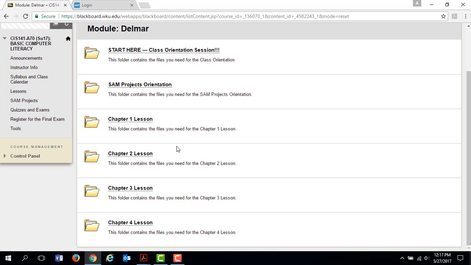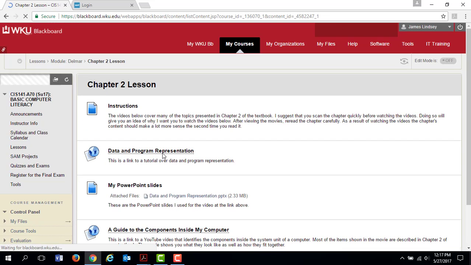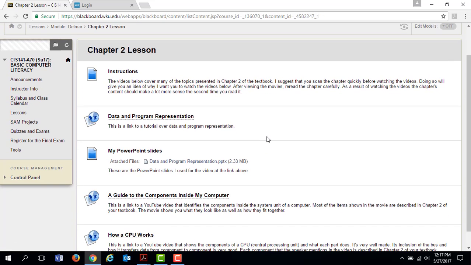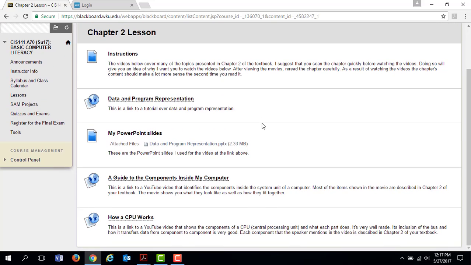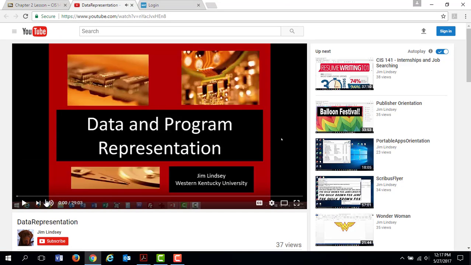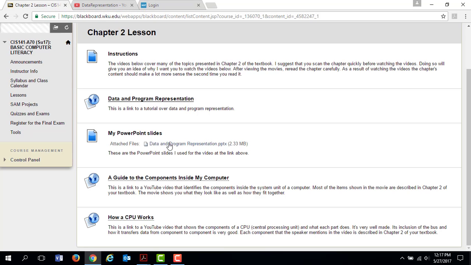Each of these folders contains different things. Let's look at chapter 2 as an example. You'll see inside of it there may be multiple things. So in this particular chapter 2, I'm going to talk to you about data and program representation in a digital format. That's what that lesson is. And if you click on that link right there, that opens up a lesson over here. So that is a recorded lecture. These other items, like this right here, is the PowerPoint presentation for that particular chapter.